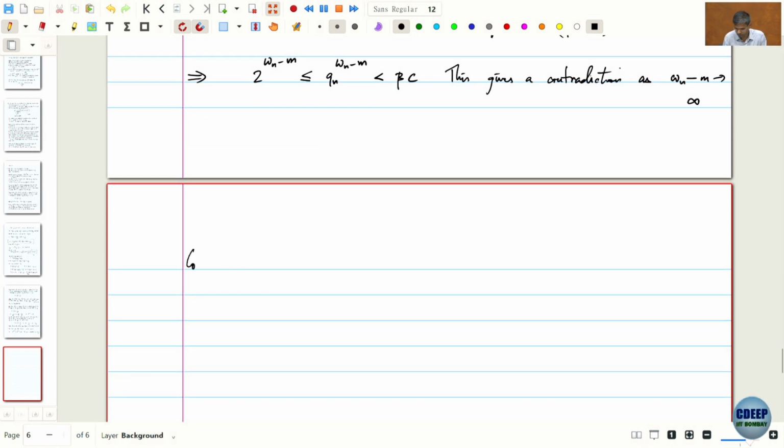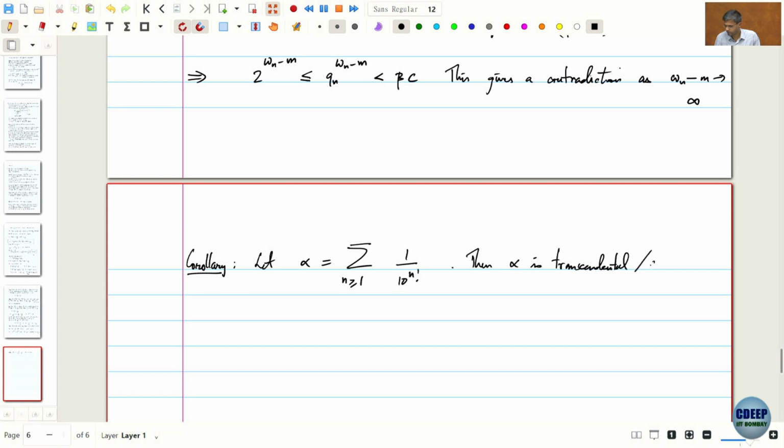Okay, corollary. Let alpha be equal to the summation over n greater than or equal to 1 of 1 upon 10 to the power n factorial. Then alpha is transcendental over Q. So we will simply check that alpha satisfies the conditions of the previous corollary. Okay, so let's begin.